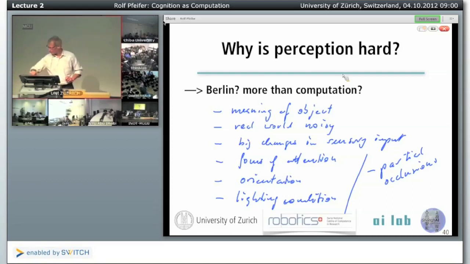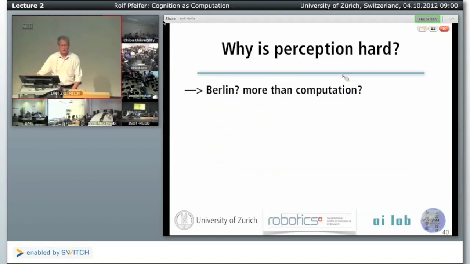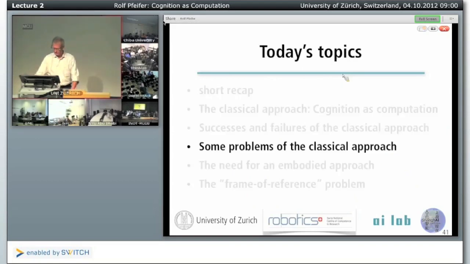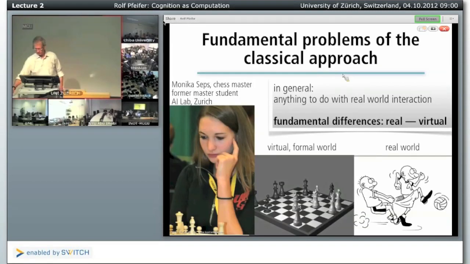Now, this is in vision. We will hear just a bit later about vision in the real world from Professor Scaramuzza. So thank you very much, Berlin. And now what I would like to do is point out some of the fundamental problems of the classical approach. Some ideas have already been mentioned now by the people in Berlin.